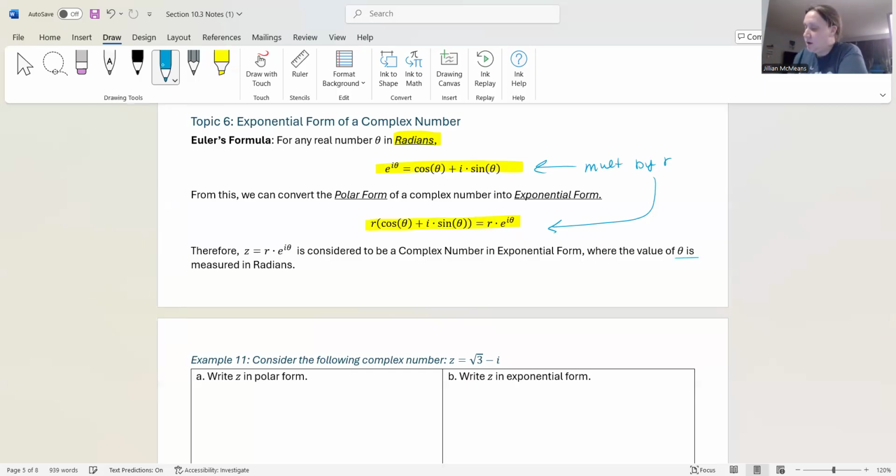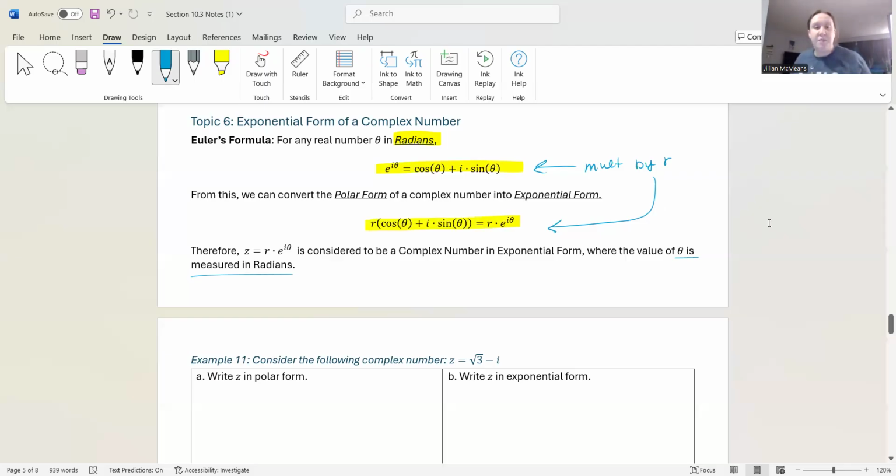So we've said it now twice. We need to make sure that if for whatever reason we're given theta in degrees, and we're doing this exponential form, we really do need to convert it to radians. With that said, let's look at some examples. There are a few examples here, so this is going to take just a minute.